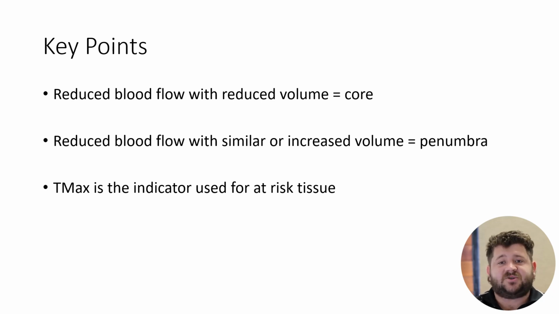That's the area of tissue that when we go and bring back the flow, when we remove the clot, that's the area that's going to heal. That's our salvageable tissue. So on our Singo maps, that shows up green. That's what we want to see. So Tmax is another really important map. That's the time that that contrast takes to reach its peak enhancement. And so that's the indicator that Singovia uses for at-risk tissue.